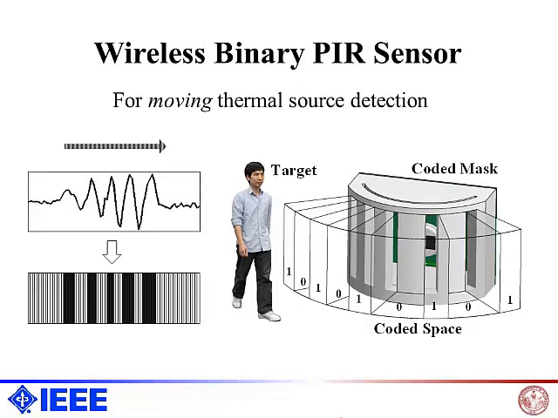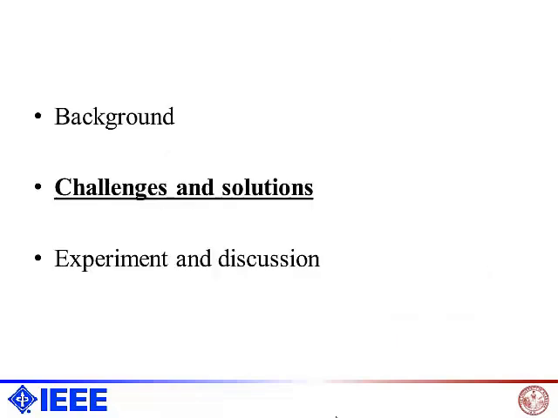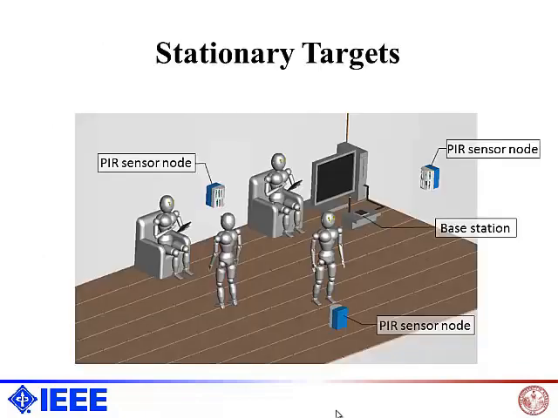Our sensor has a coded mask which has several windows. When a human target walks past these windows, it will generate a series of ones and zeros binary data. However, the conventional PIR sensor can only passively detect moving targets. So if people are standing still or sitting, the sensors will lose track of them.